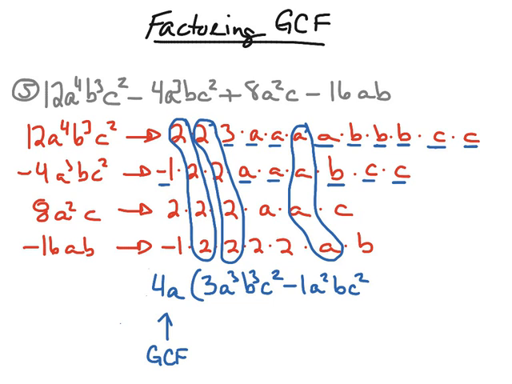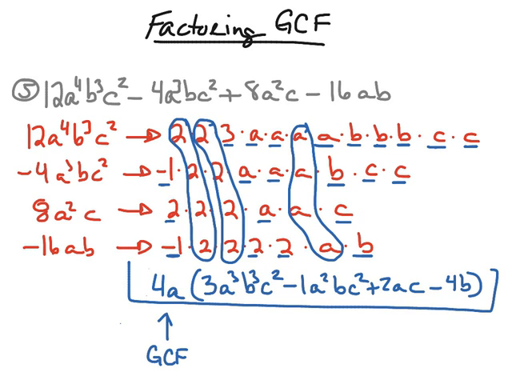Alright, I'm looking at the next term. What I had left over was a 2, an a, and a c. If I multiply that together, I end up with a 2ac. And finally, my last term, I had a negative 1, a 2, and a b left over. If I multiply all of those together, I end up with a negative 4b. So these two are again what we call factors. These are the factors of that polynomial.